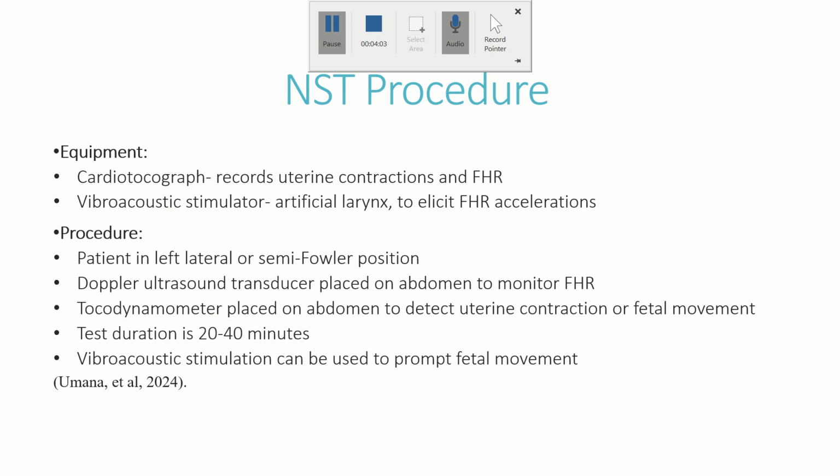So the procedure itself, the patient starts by laying in the left lateral position or semi-Fowler's position. The Doppler ultrasound transducer is placed on the abdomen to monitor the fetal heart rate, and the tocodynamometer is placed on the abdomen to detect uterine contractions or fetal movement. The test is approximately 20 to 40 minutes long, and vibroacoustic stimulation can be used to prompt fetal movement.